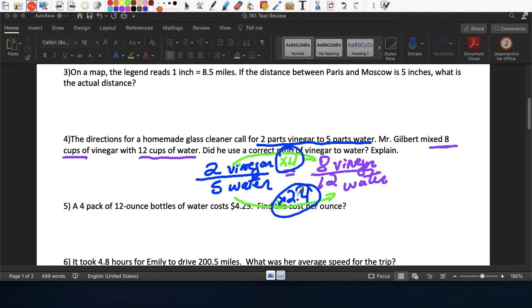Obviously, they're not the same. So you can explain that he did not increase the recipe correctly, because he was supposed to quadruple each part. The vinegar was 4 times, and the water should have been 4 times as much, meaning he should have used 20 cups of water, but instead he used 12. All of that you can explain, but we get that information first from this setup.